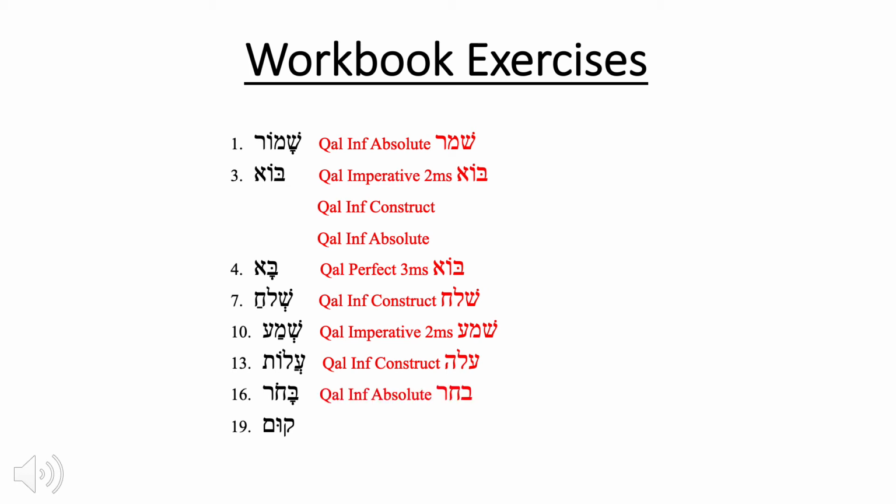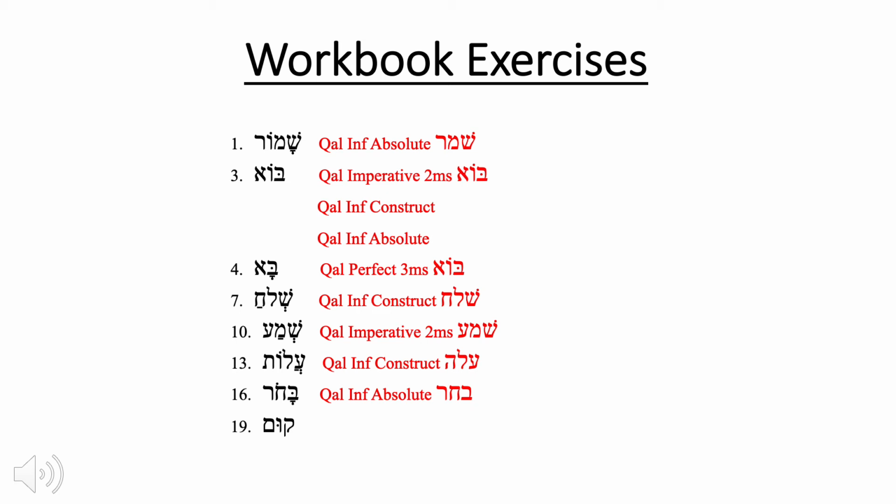In number 16, we finally have another Qal infinitive absolute. We have the qamets under the bet, we have the holem over the chet, so this is a Qal infinitive absolute from bachar. Again, notice that we have no pronouns or prepositions on these. This is because these are absolutes. Absolute forms do not take prepositions or pronouns.